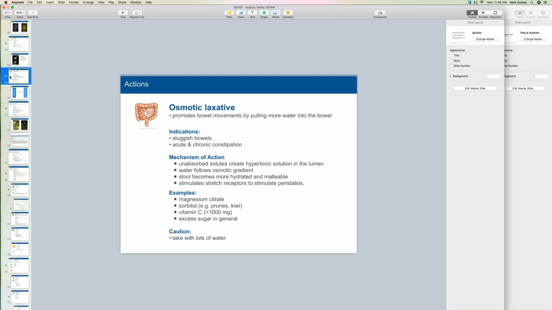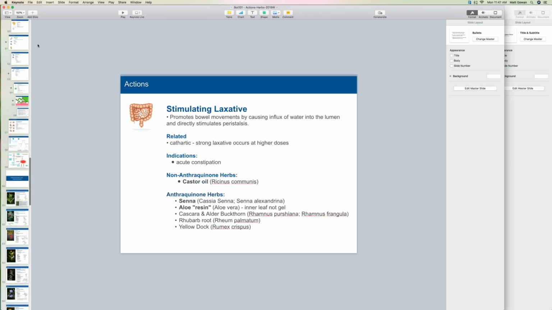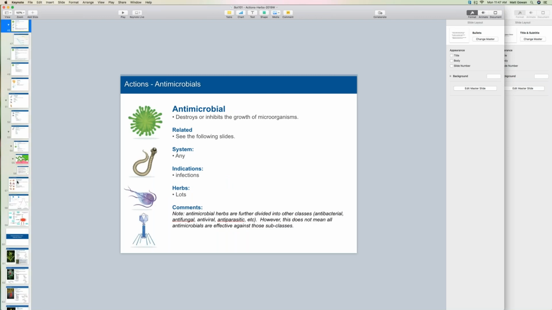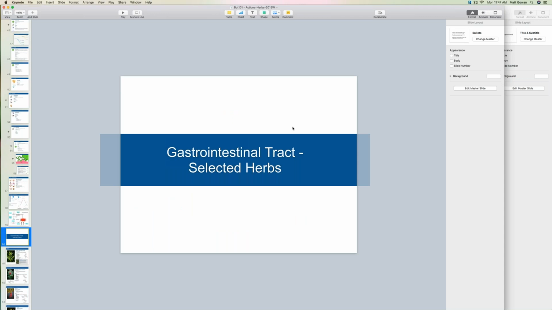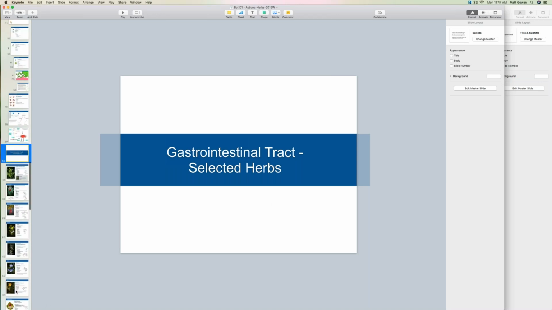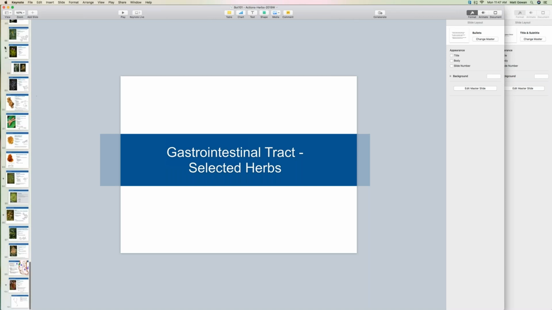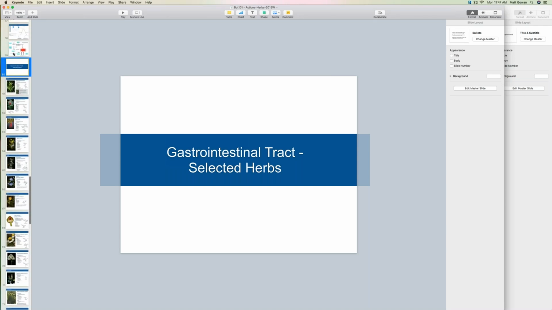Next week, we'll talk about different types of laxatives, because that's a whole group of actions we want to talk about together. We'll talk about things that can be used for constipation and sluggish bowels, then things that can be used for diarrhea. We'll talk about a few antimicrobials and then some anti-inflammatories. Then we'll go through and discuss selected herbs that are commonly used for digestive conditions, the actions associated with them, and a little bit of background on those. After we finish those, we're going to move on to the actual cases.